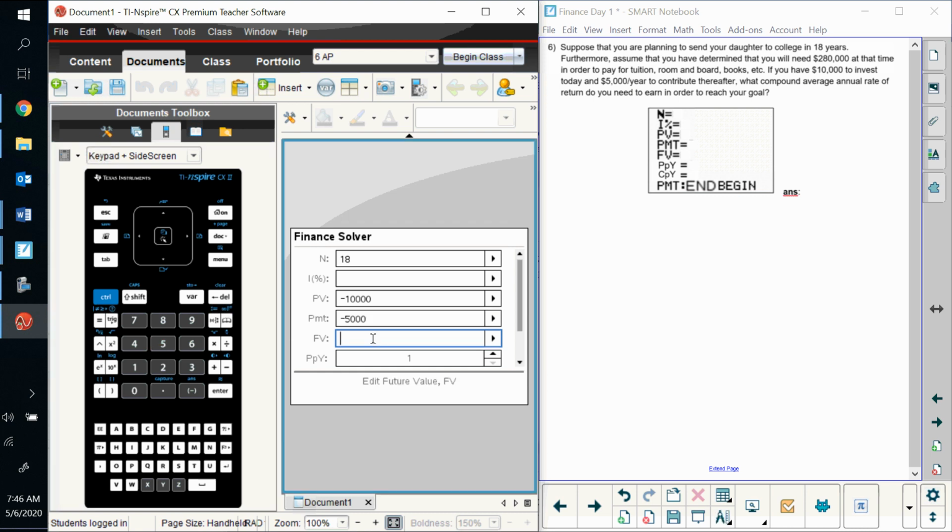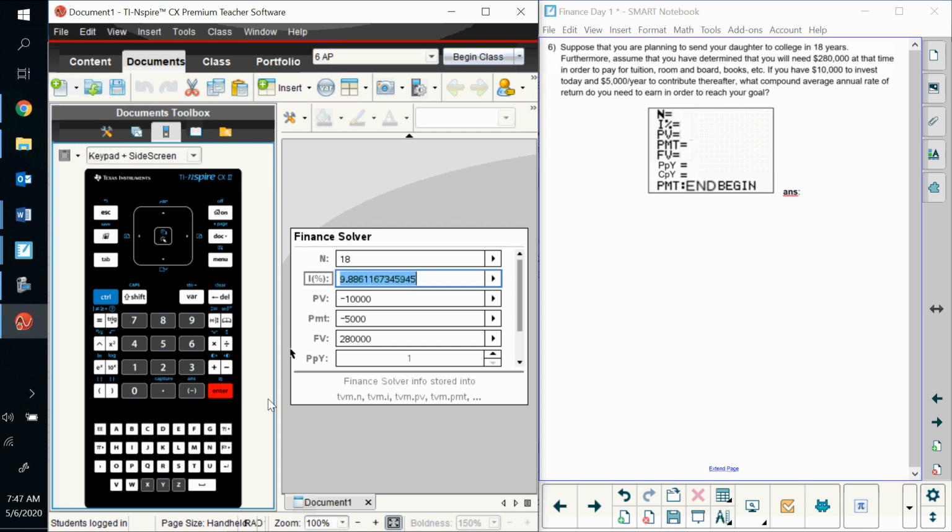And your final value, and I didn't really do a good job mentioning this in the last one, but the final value is what you're pulling out of your investment and is now coming into your pocket. That's why that went in as a positive last time. So 280,000 is what you then pull out of the investment at the end, coming into your wallet, so it's a positive. We want to know our percent, so we hit enter. So we would need about 9.89% in order to reach that goal.